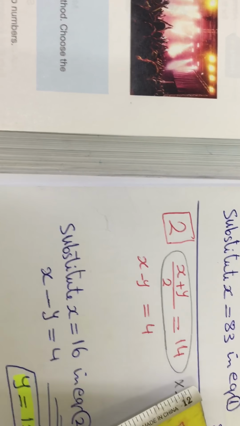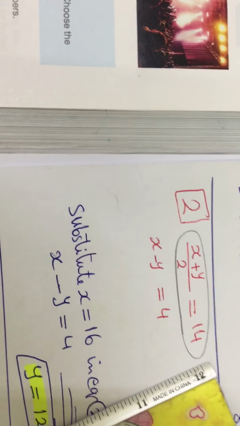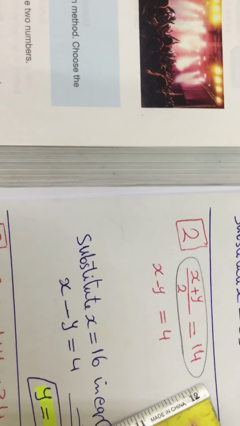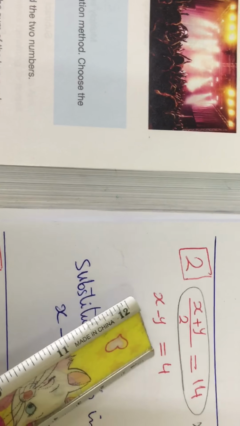Okay, this is the first equation. The second equation, he said, and a difference of 4. Difference, I let the first number x and the second y, so the difference x minus y equals 4.